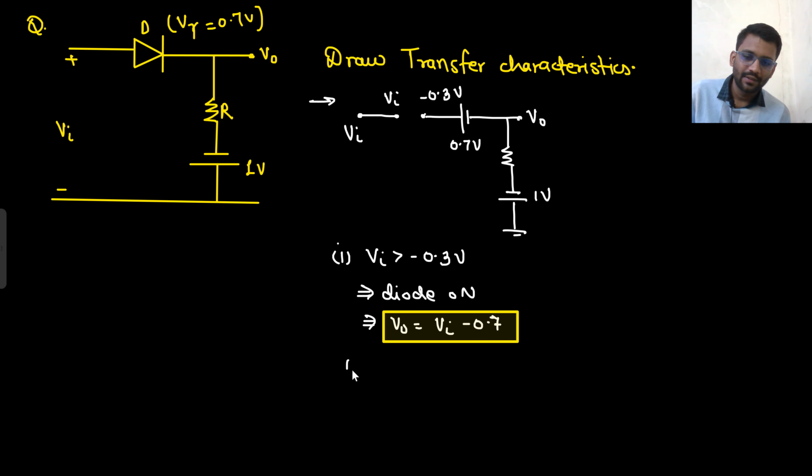And the second one, when V in is less than minus 0.3 volt, your diode will be off, and your V naught will be equal to minus 1 volt.